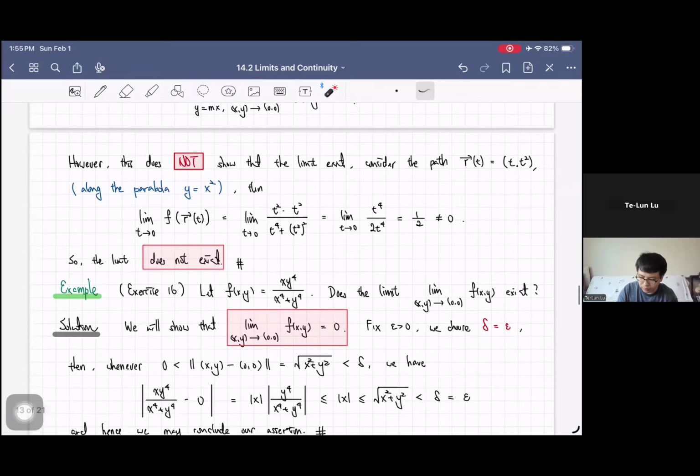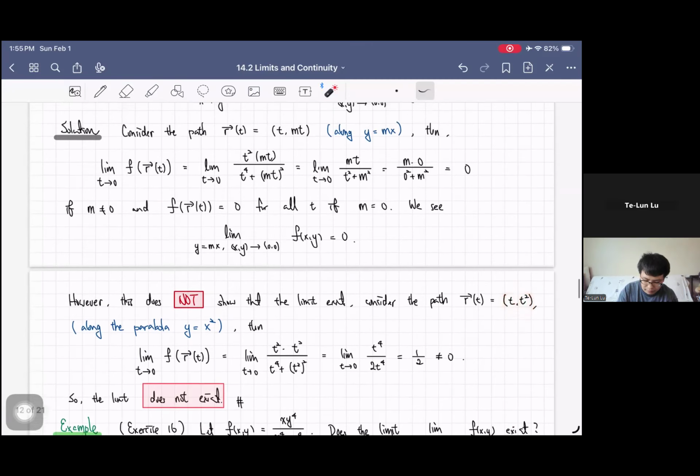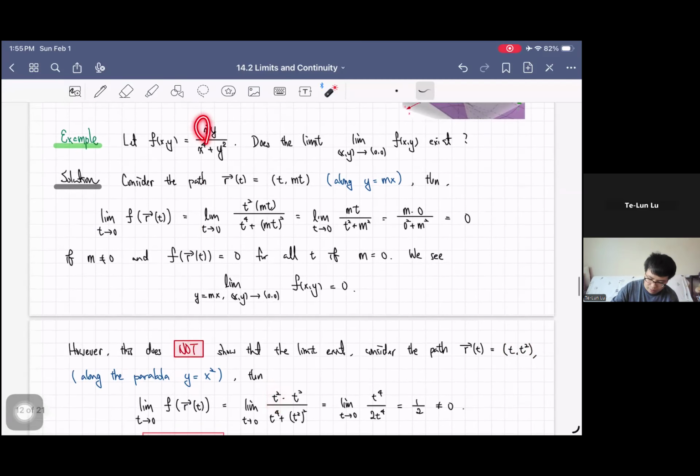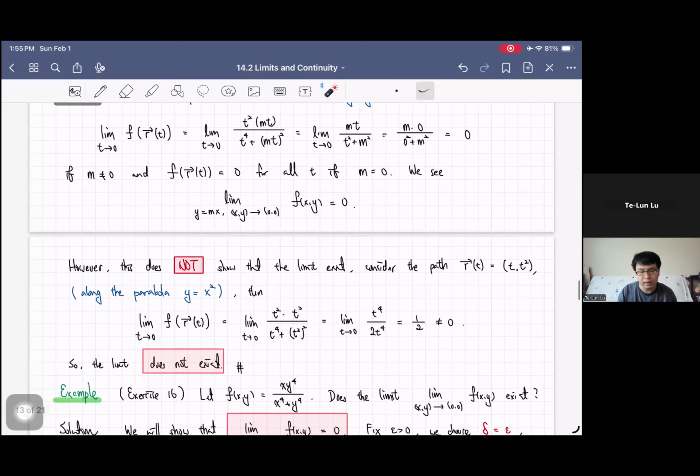So if you plot x to be t, y to be t squared, you will get t squared in the numerator and t to the 4 plus t to the 4 in the denominator. And you can see the limit approaches half, which is not 0, as calculated above. So even though approaching the origin along each straight line gives you 0, if you approach along the quadratic curve, you get half, which does not behave the same as 0. So the limit does not exist.